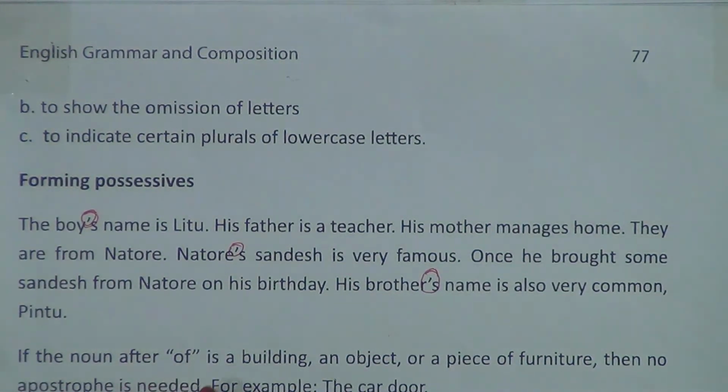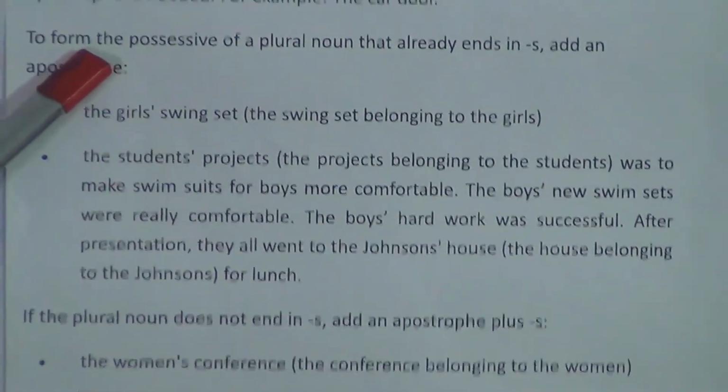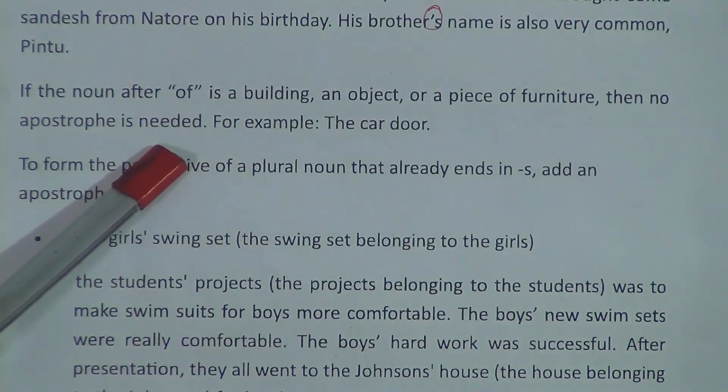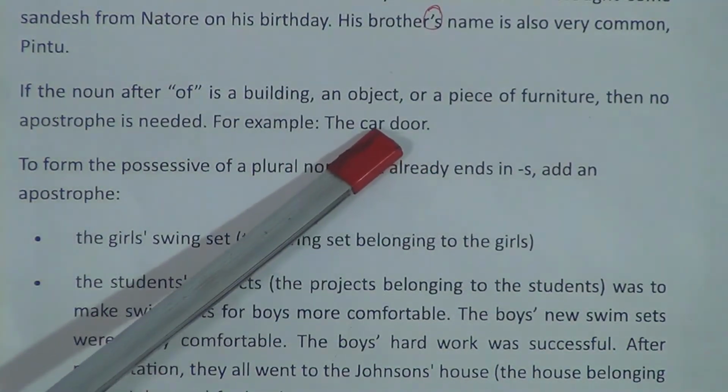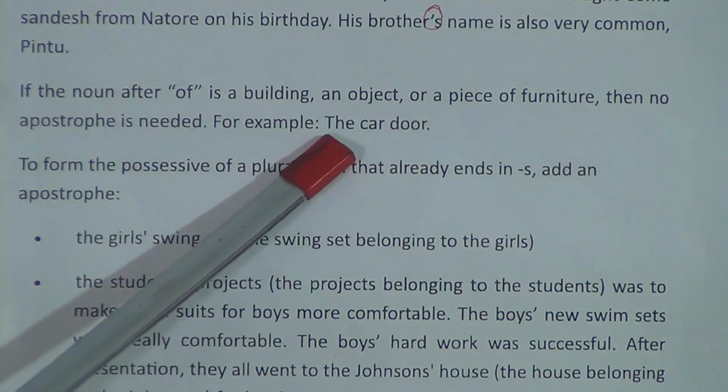And if the noun after of is a building, an object, or a piece of furniture, then no apostrophe is needed. So if the object after the noun is a building, or a piece of furniture, or an object which is not living, we will not put apostrophe. Now look, the car door, it will not be car's door, it will be car door. We don't need to put apostrophe there.